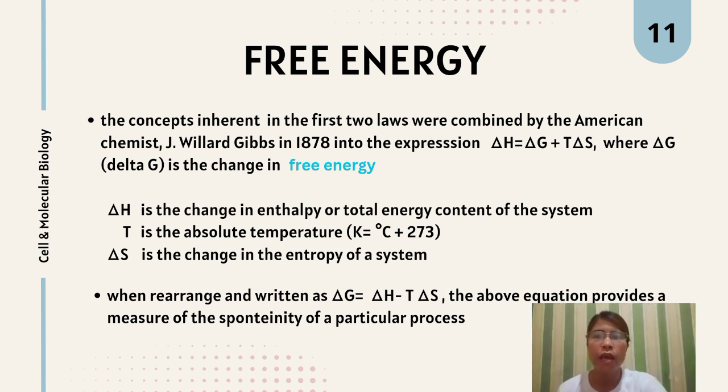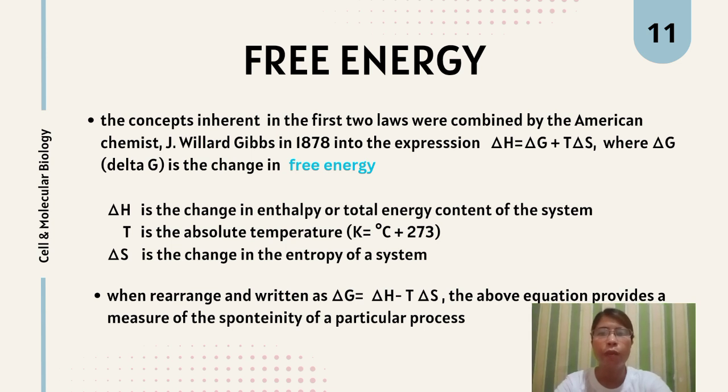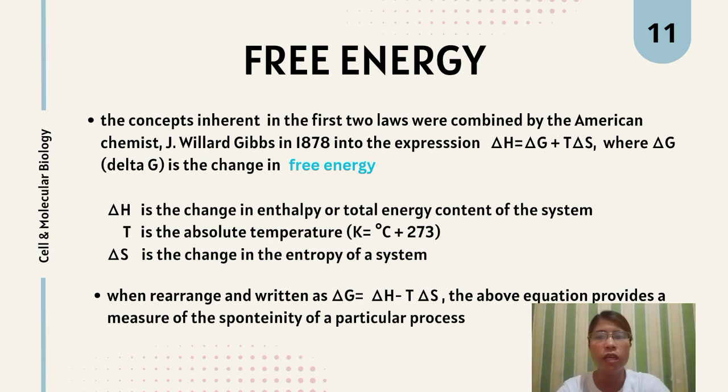So, the concepts inherent in the first two laws were combined by the American chemist J. Willard Gibbs in 1878 into the expression delta H equals delta G plus T delta S, where delta G is the change in free energy, delta H is the change in enthalpy or total energy content of the system, T is the absolute temperature, which is Kelvin equals degrees Celsius plus 273, and delta S is the change in the entropy of a system.